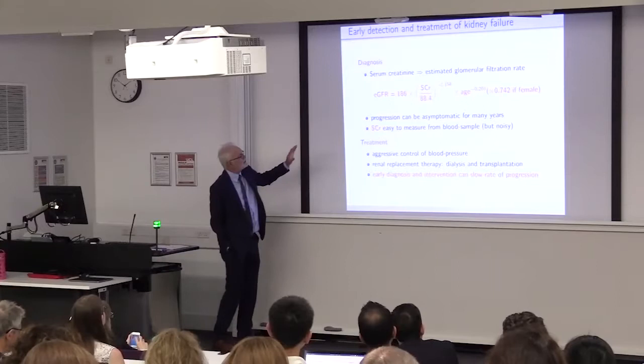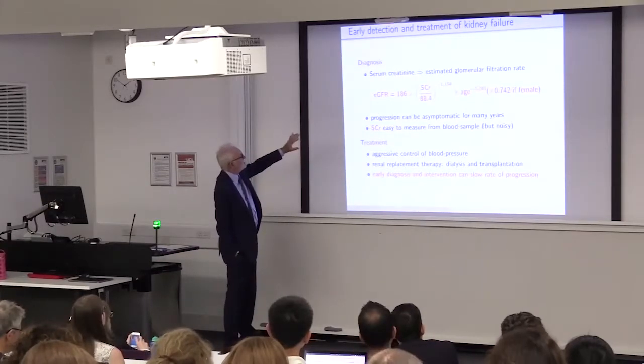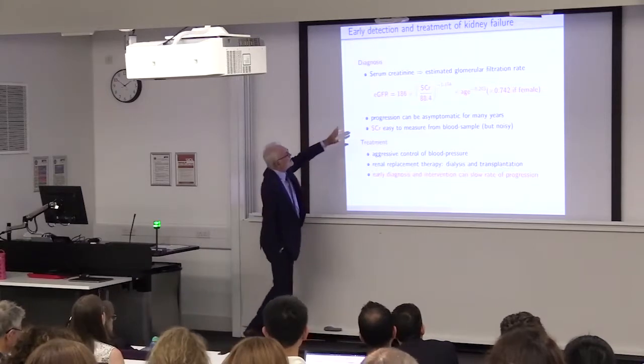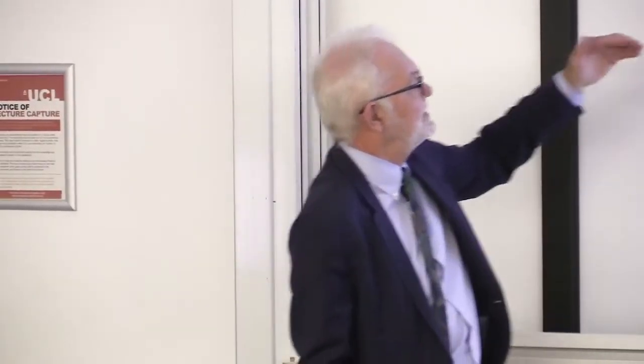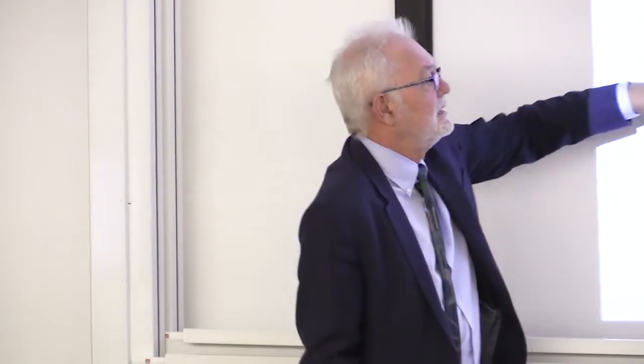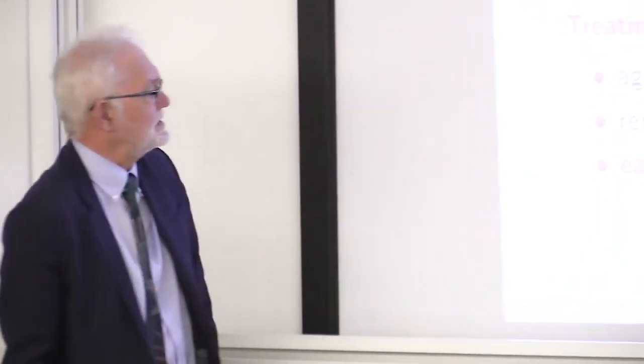And the reason why this is an interesting prediction problem is that kidney failure can be asymptomatic for many years. And if you can identify early on that somebody's kidneys are on track for failing, you can intervene. In the first instance, by controlling their blood pressure. In the second instance, by getting them ready for dialysis or transplantation. And you can't reverse most kidney conditions, but what you can do is slow their rate of progression, which is a very useful thing to do.